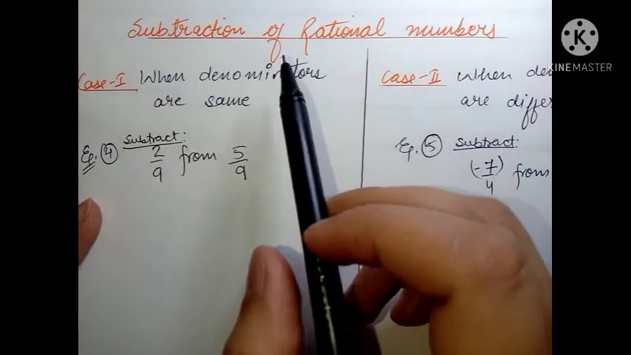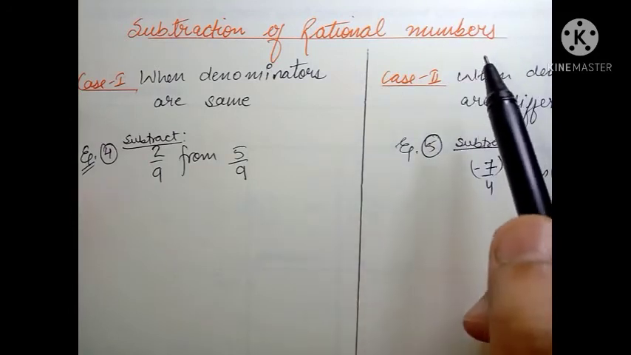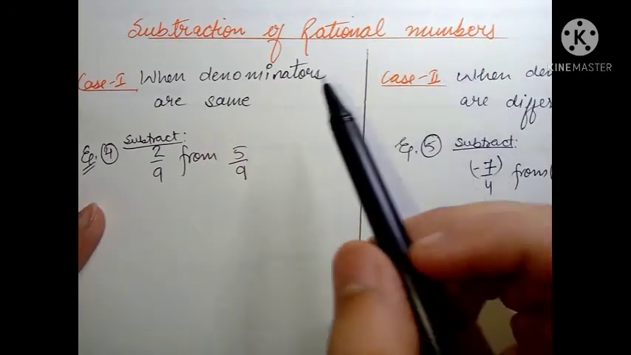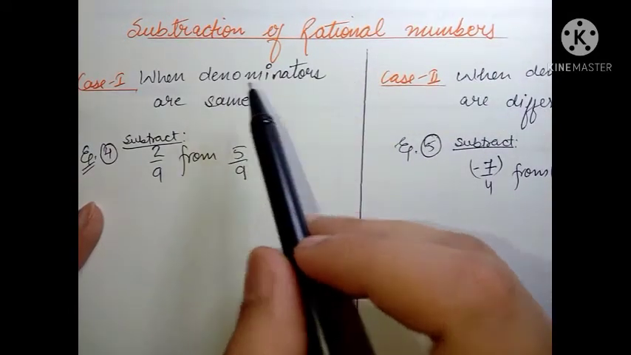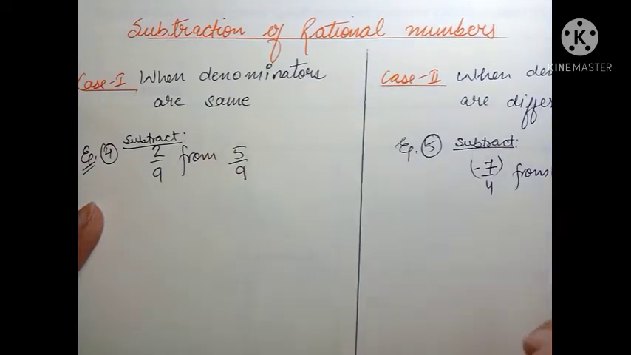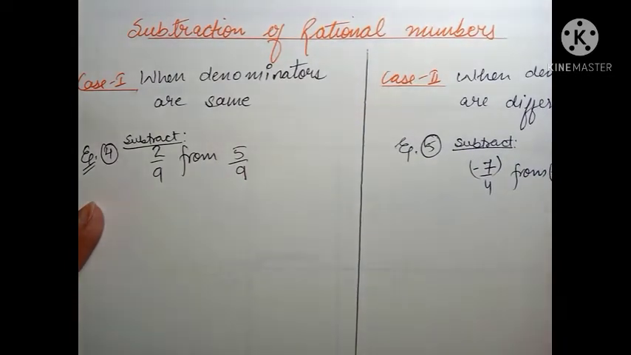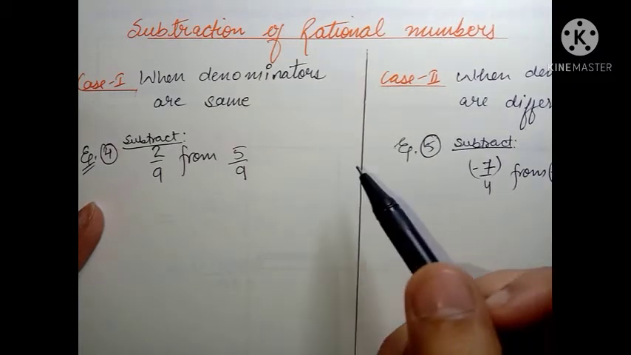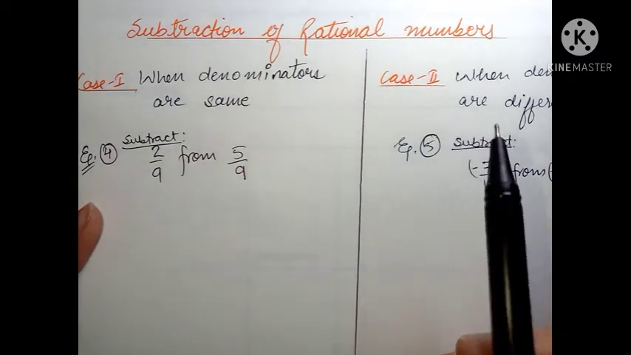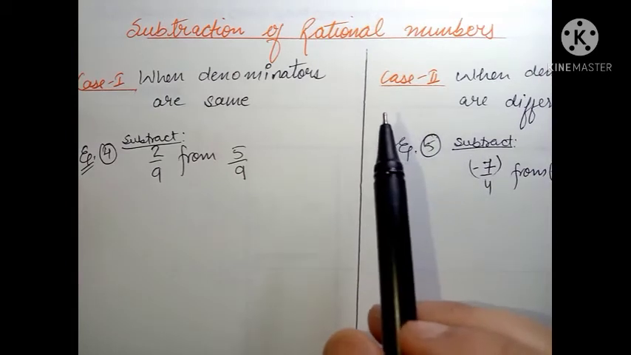Next we will learn how to subtract two different rational numbers. In this also we have two cases. The first one is when denominators are the same and the second one is when denominators are different. Now once you know how to add rational numbers, it becomes very easy to understand how to subtract rational numbers.